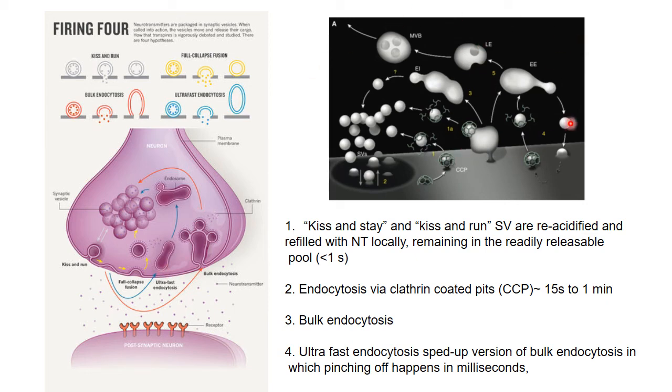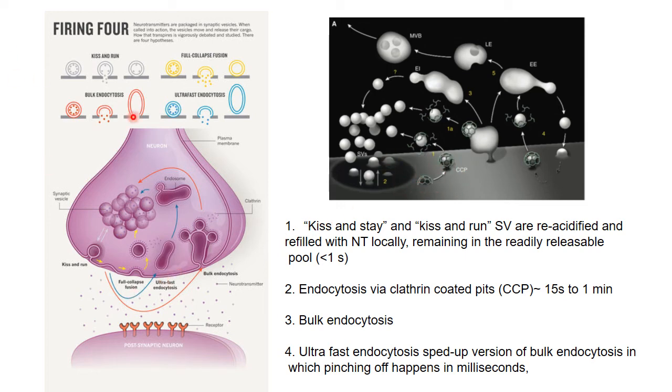I have included this one as well because it might not be as evident in this scheme that kiss and run or kiss and stay, depending on which mechanism, really occur at the active zones, and then the other mechanisms of clathrin-coated and bulk endocytosis, whether it's ultrafast or regular bulk endocytosis, do occur on the periphery of the active zone.